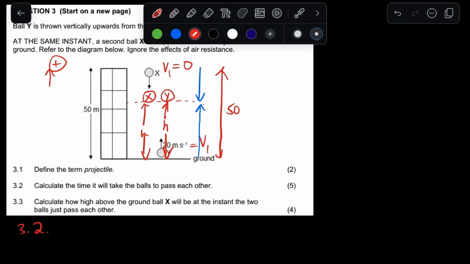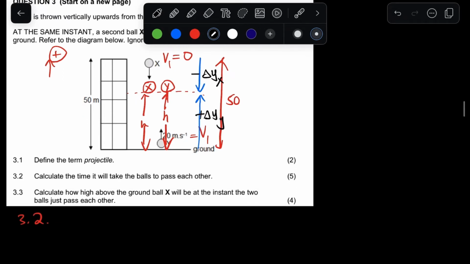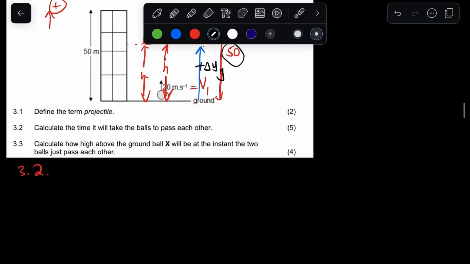The displacement, okay, let me show you this. The displacement of ball X, it's change in y, but it's negative because it's going downwards. The displacement for ball Y is going to be positive because it's going what? Upwards. So when you add the two, they're equivalent to 50.